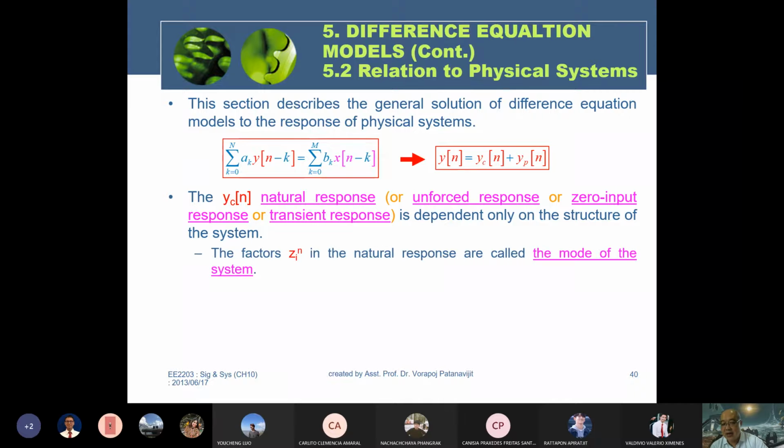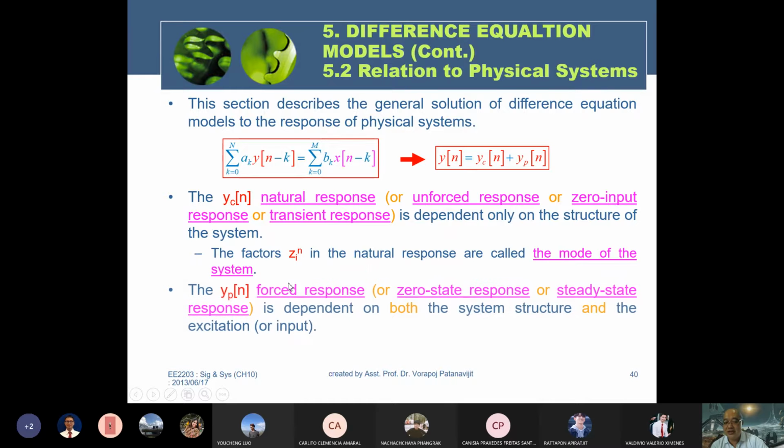The function set I power n in the natural response is called the mode of the system. This is used to determine whether the system is stable or not. Yp is the forced response, or the zero state response, or the steady state response. It depends on both the system structure and the input or excitation. If you feed a unit step in here, Yp will be in the form of the unit step. Or if you feed a sinusoidal into it, the output Yp will be in terms of the sinusoidal, maybe attenuated or amplified by the system characteristic.